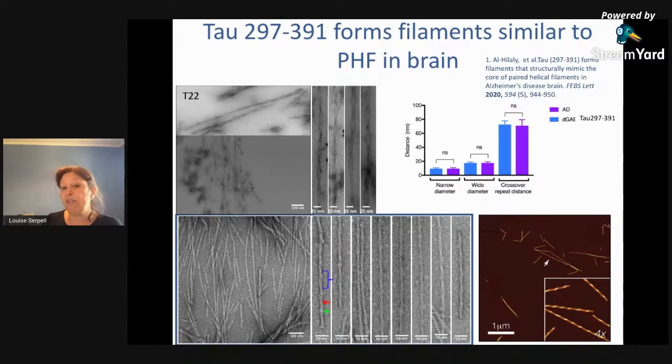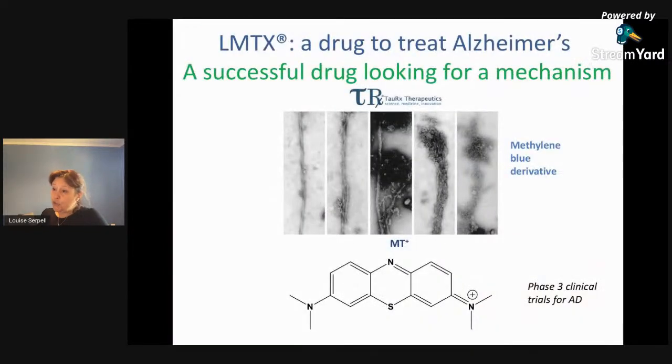So this now becomes a really useful tool because it means that we can recreate something like the paired helical filaments that have formed in people, but in a test tube. And that means that we can test potential compounds. And so that's just what I want to show you in the last few slides. We've been working with a company called TauRx Therapeutics that are based in Aberdeen to look at a drug that has been established to treat Alzheimer's disease. So this is a drug that is currently in phase 3 clinical trials for Alzheimer's disease.